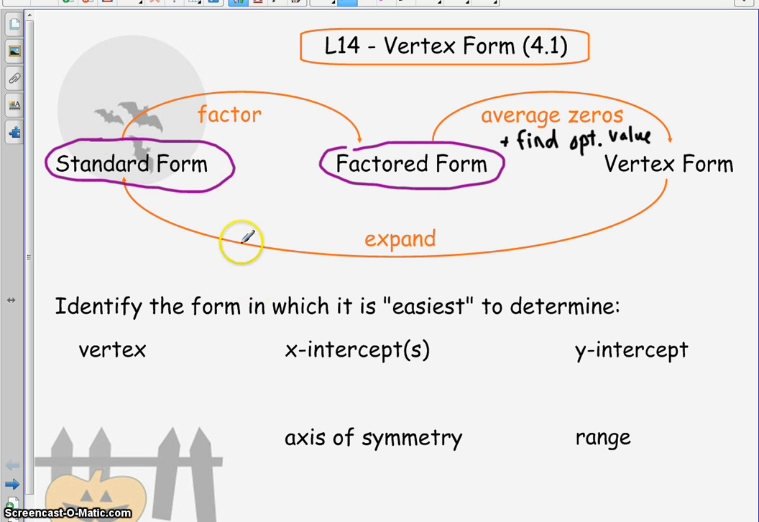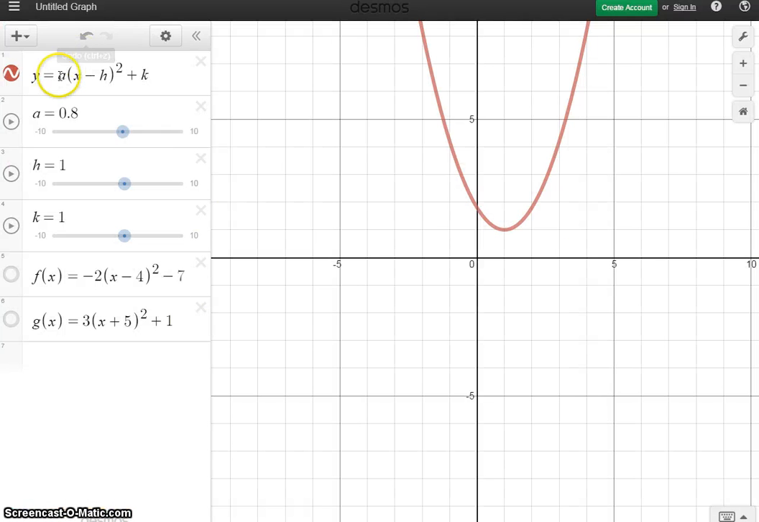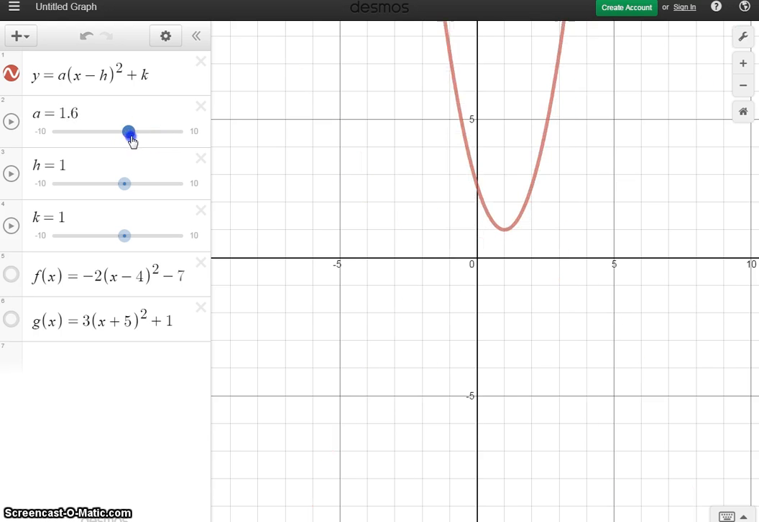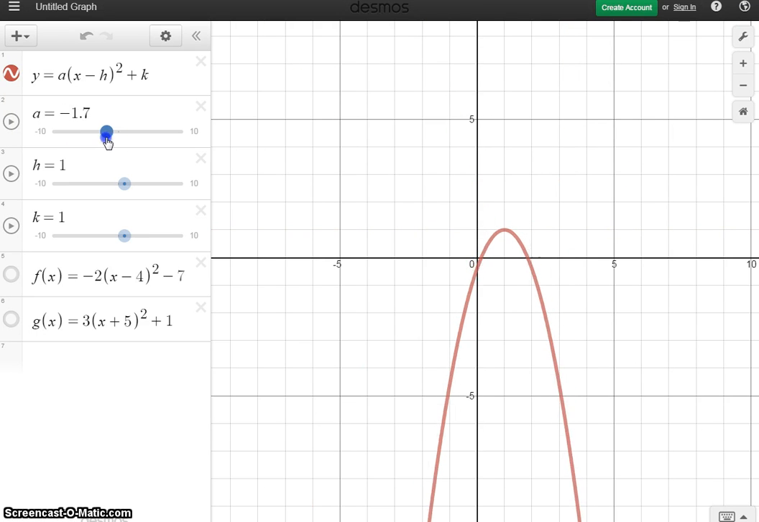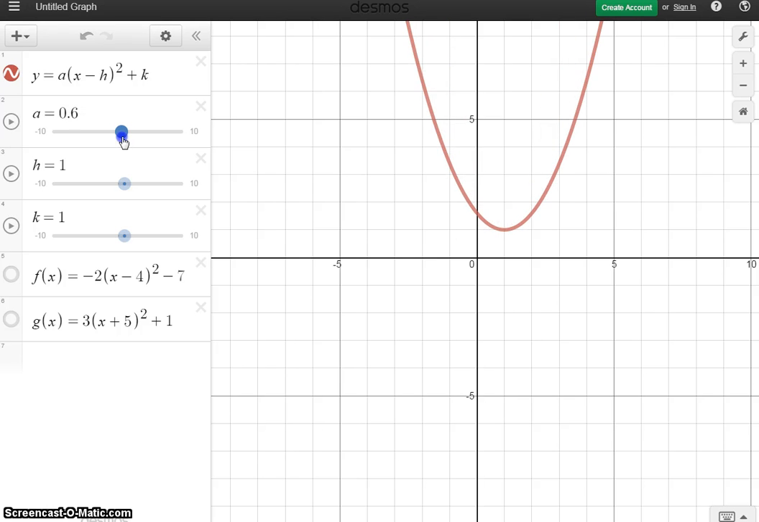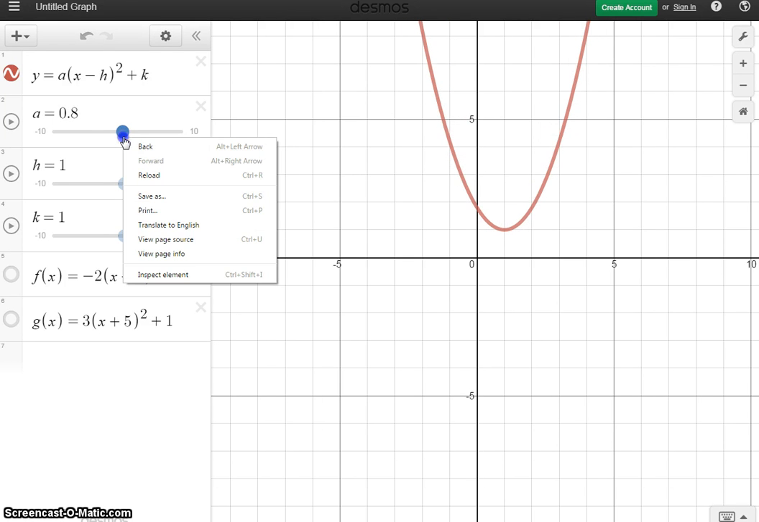So on the investigation that you would have done yesterday, you took a look at graphs of the form y equals a(x minus h) all squared plus k, and you can see a few different values here. For example, you can see what happens as I change the a value. It affects how wide or how narrow the parabola is, and if a gets into a negative value, the parabola starts opening down. Which was the same kind of thing we saw when dealing with standard form as well.